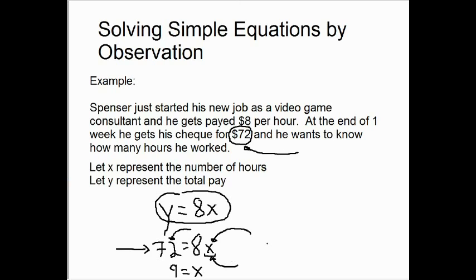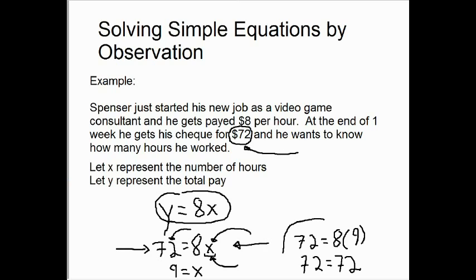And we can check to see if our answer is right by substituting it back into the original equation. So what we're saying is he made $72. If he worked 9 hours, he's getting paid $8 an hour, so we would take 8 and multiply it times 9. And when we solve what's on the right hand side of the equation, 8 times 9 is 72. And 72 is the same as 72.